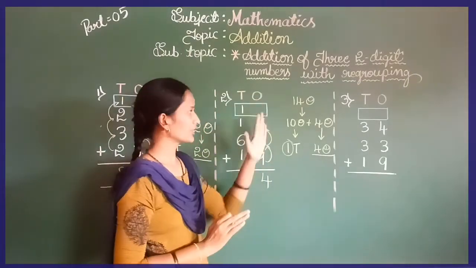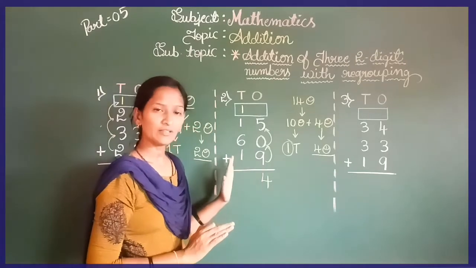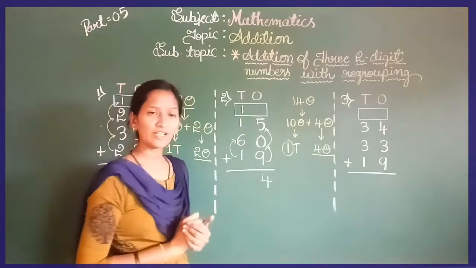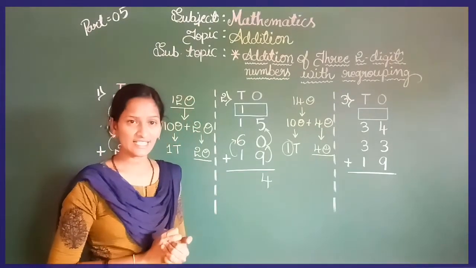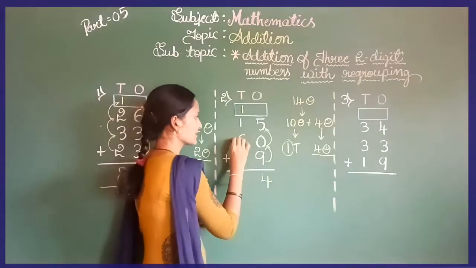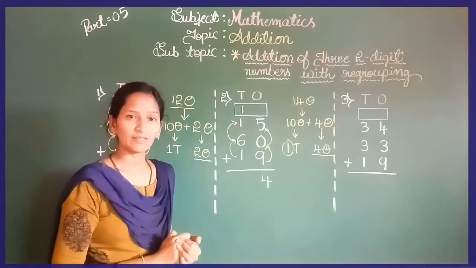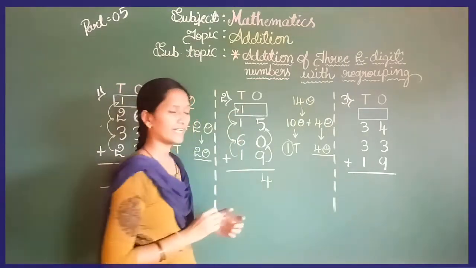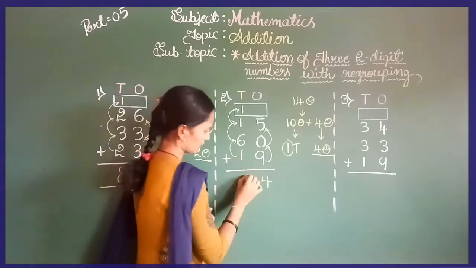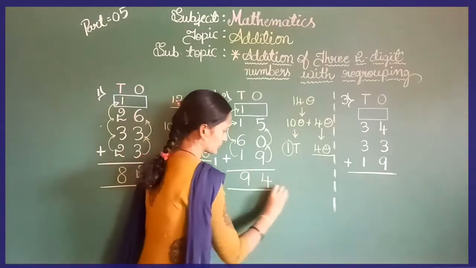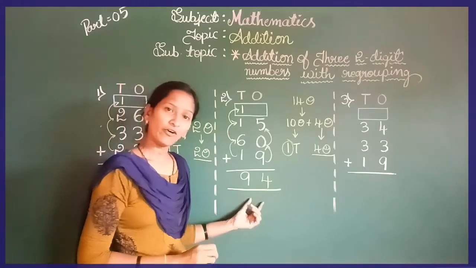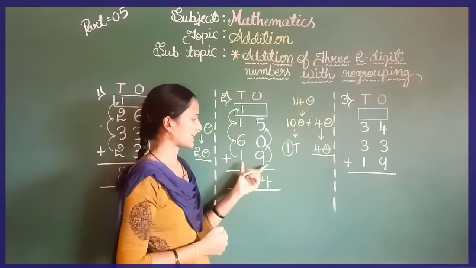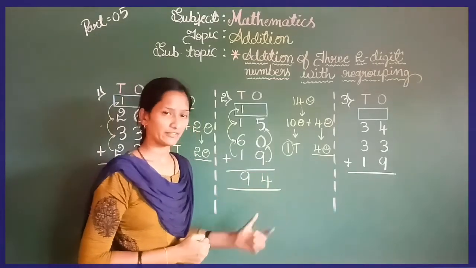Now, we successfully finished the ones column. Now, I will move to the tens column. 1 plus 6. What is 1 plus 6? 1 plus 6 is 7. The next, 7 plus 1 is 8. 8 plus 1 is 9. So, write here 9. So, which is our sum? 94 is our sum. 15 plus 60 plus 19 is equal to 94.